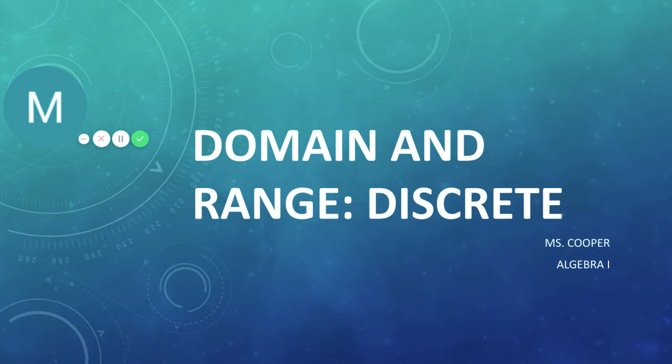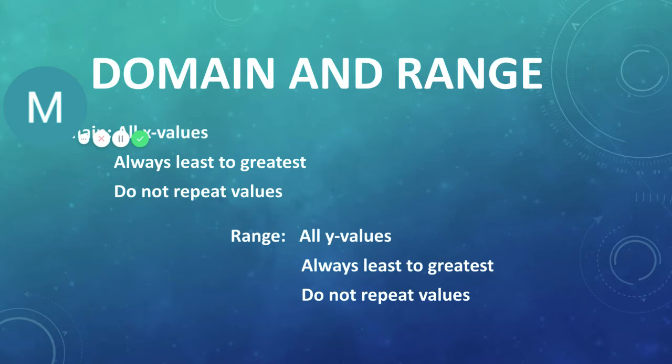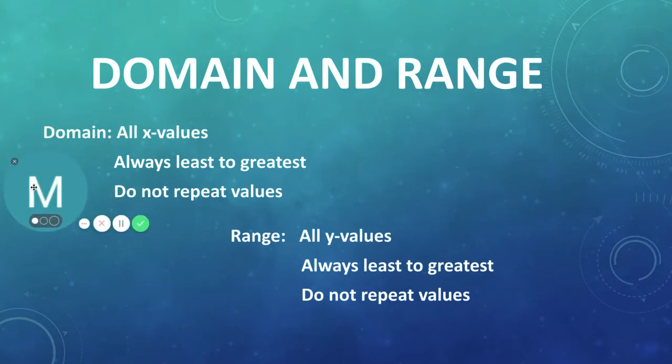Domain and range, discrete, graphs and tables. Domain are all the x values that are always written least to greatest and do not repeat the values. Range are all the y values written from least to greatest and never repeat the values.